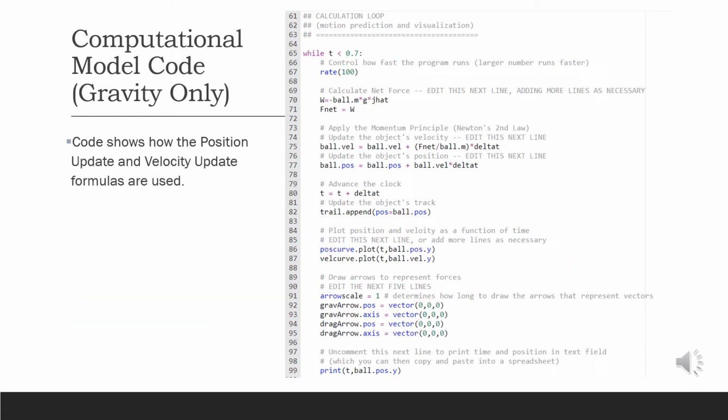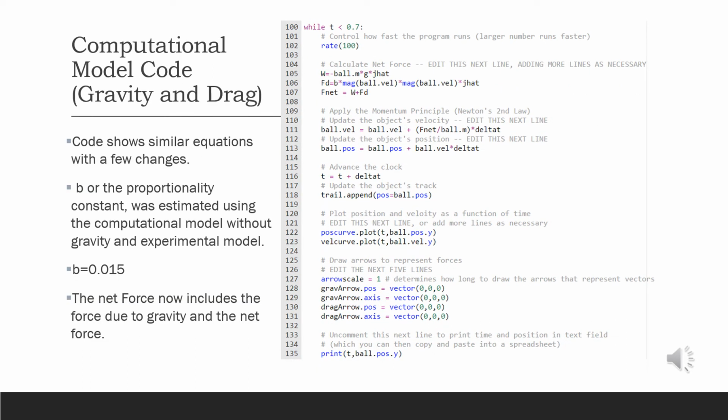Here is an excerpt of code from my first computational model. Since the drag force formula was not applied in this model, I set the proportionality constant to 0. And in calculating the force due to gravity, I assume no drag by setting the net force to just be equal to the weight of the ball.